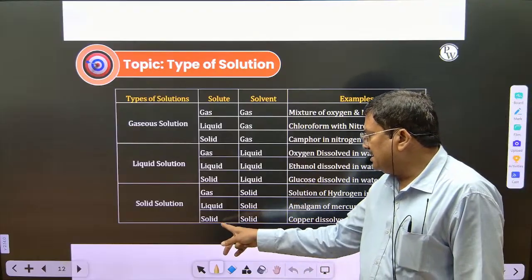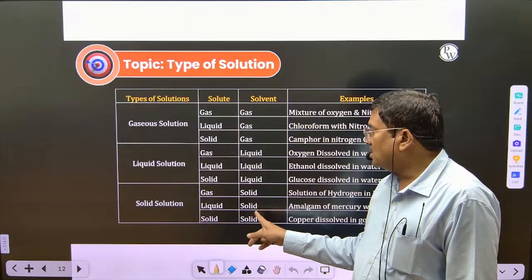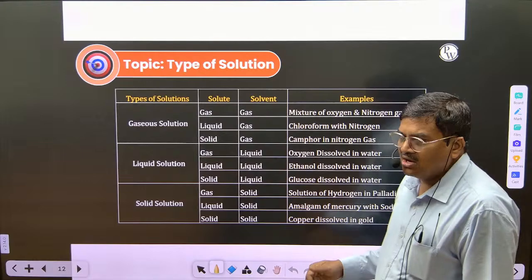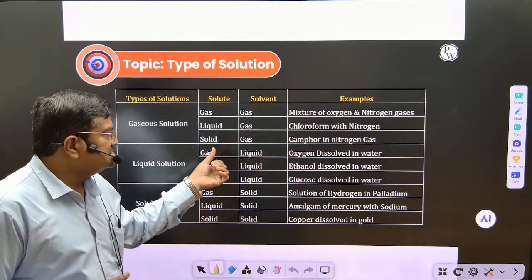And see the third category, solid dissolved in solid. We are putting solid with solid. Solid is more in amount, and that we call an alloy. Now, what is meant by alloy, student? It is a mixture of two or more metals. So, these are the 9 categories you have to remember.